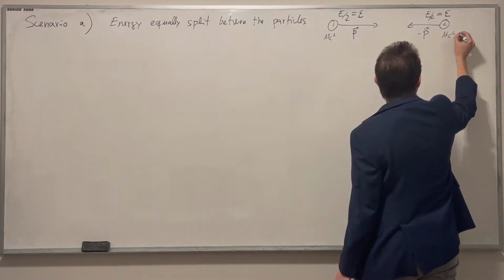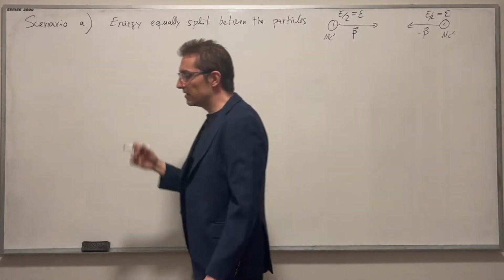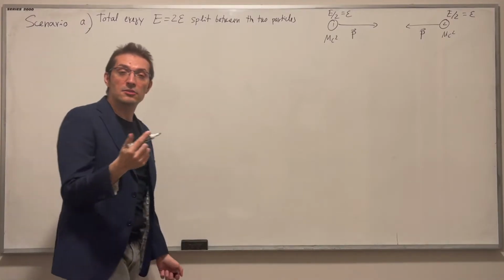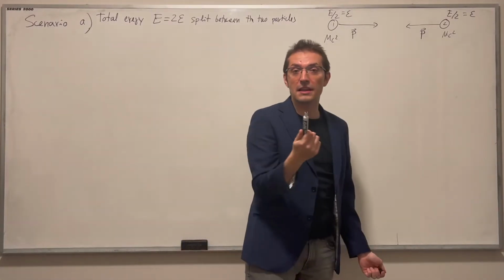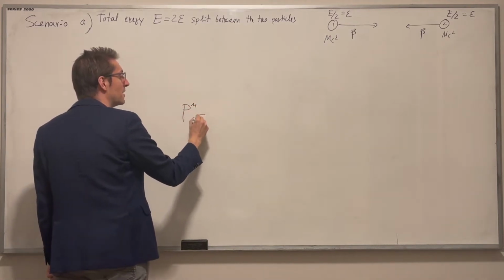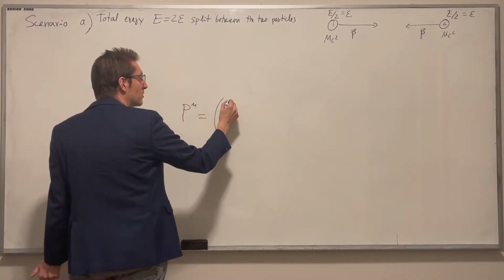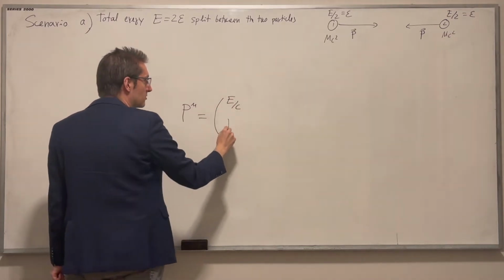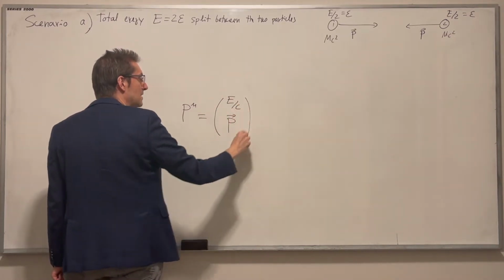mc squared is the rest energy, the energy at rest in the proper frames, if you want. It is very easy to build the four-momentum for each particle in the lab frame. Now, the first thing to remember is that in an arbitrary frame, the four-momentum you can write as, of course, the energy that the particle has in that frame divided by c, and the tri-momentum that the particle has.